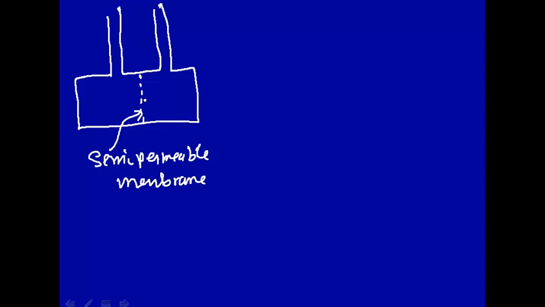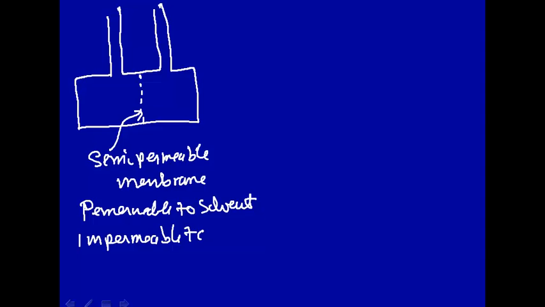Looks something like that. And here we have a semi-permeable membrane. This might be, for example, a biological membrane. This semi-permeable membrane is permeable to solvent, and it's impermeable to solute. And let's just put some solvent in here. Let's call it H2O, some water.